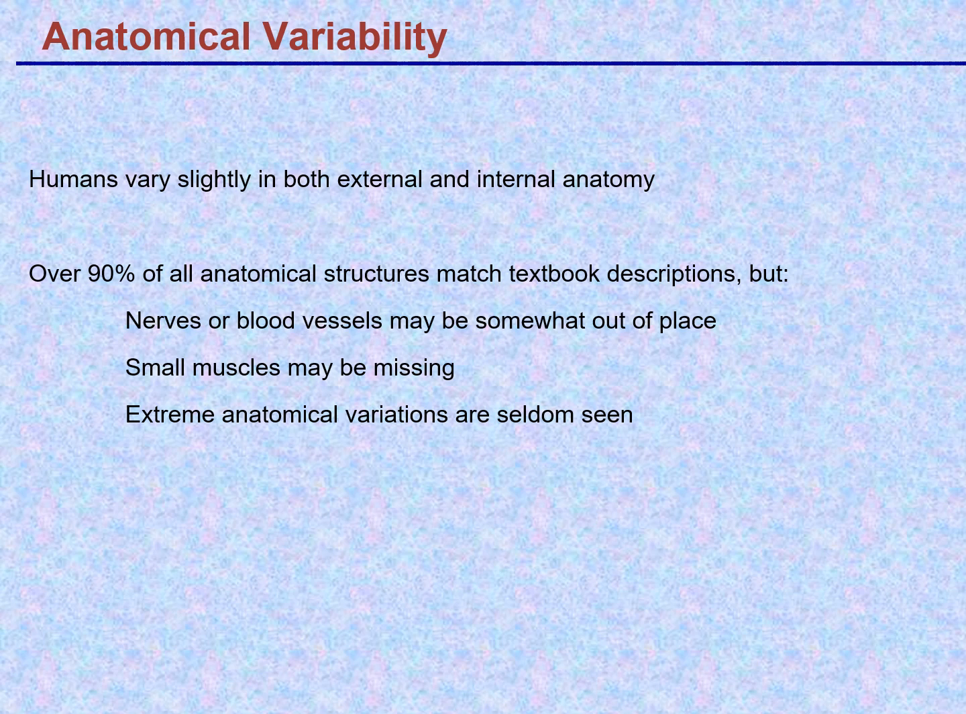Okay, and this is now a completely different topic, kind of an aside, I suppose. If you look at the variation between individuals, we are not all identical, other than identical twins. Humans do vary slightly, and I'm not talking about between males and females, but between all males and between all females. There's very slight variation in normal external and internal anatomy. Typically, more than 90% of all the anatomical structures match a classical normal appearance, but nerves and blood vessels can take a somewhat different route from one person to the next as they course through the body. Sometimes small muscles may be missing in an individual, but extreme anatomical variations are very seldom seen.